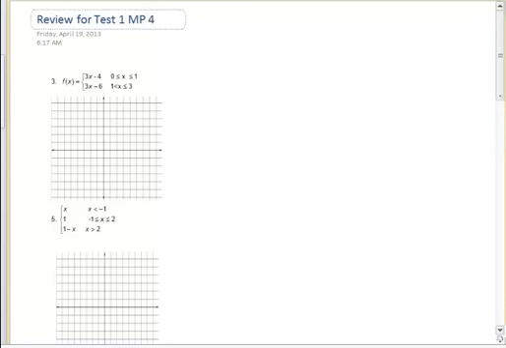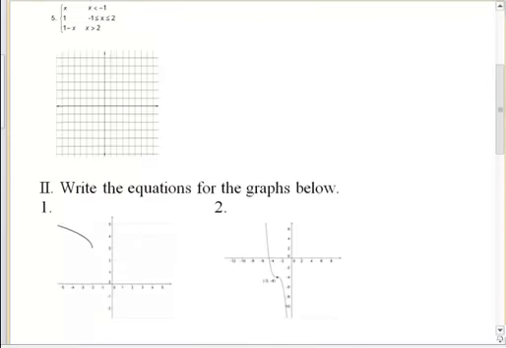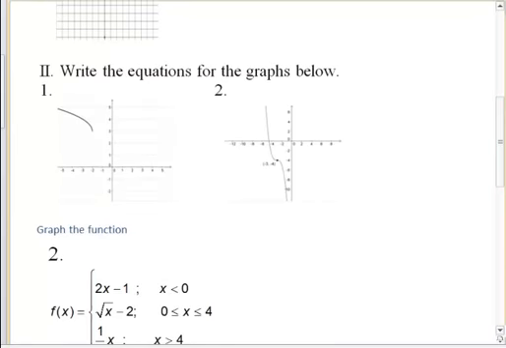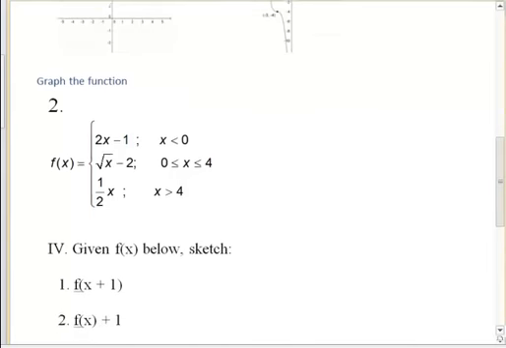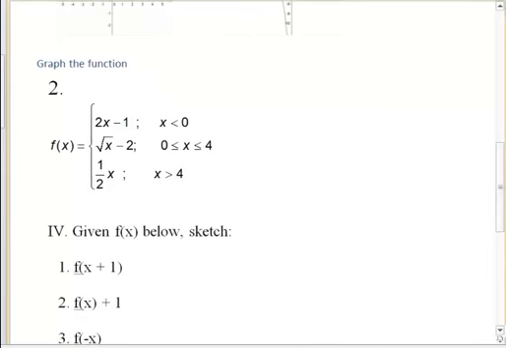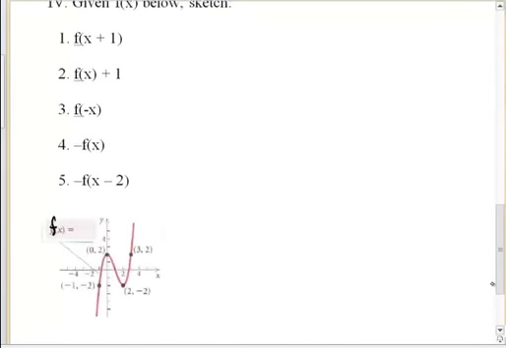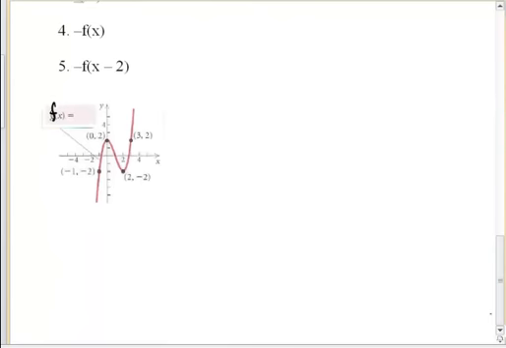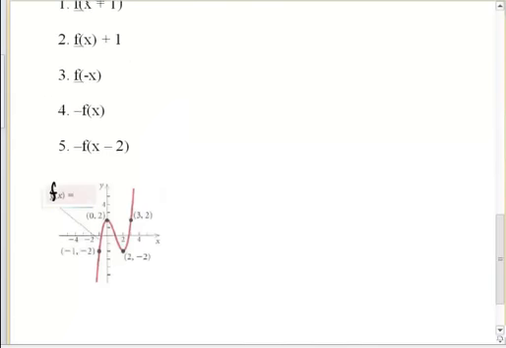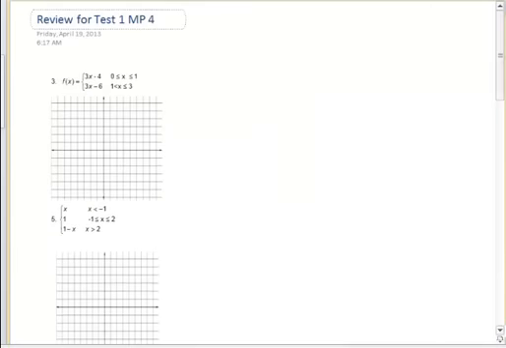I'm just going to be going over the review for the test tomorrow on piecewise functions, and also there are some questions on parent function transformations, a combination of the both using piecewise, and graphing transformations with a given function. So what we're going to do is start off on that.